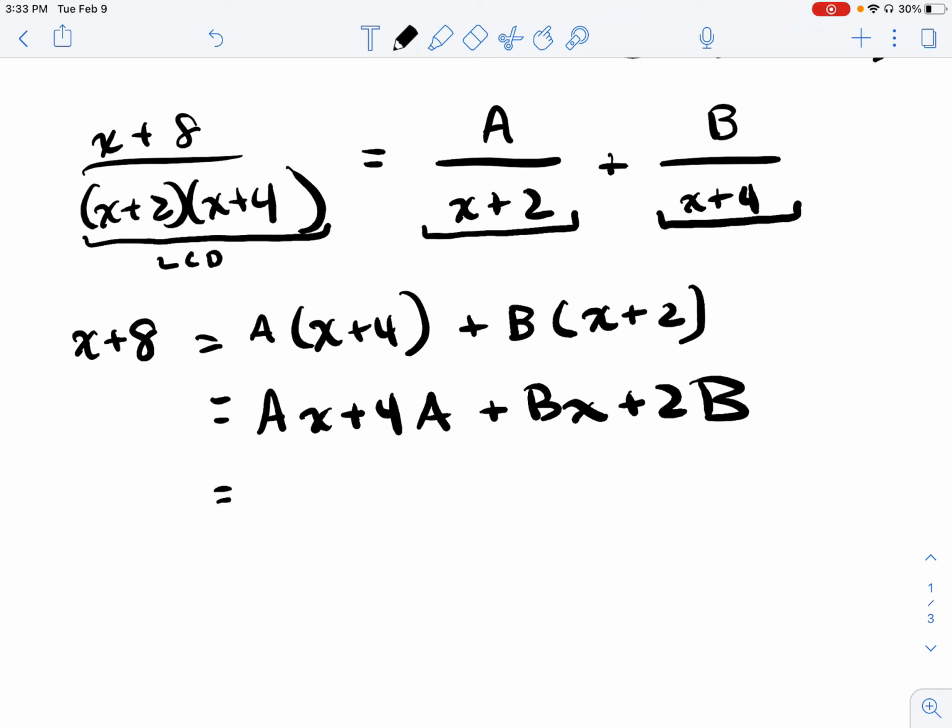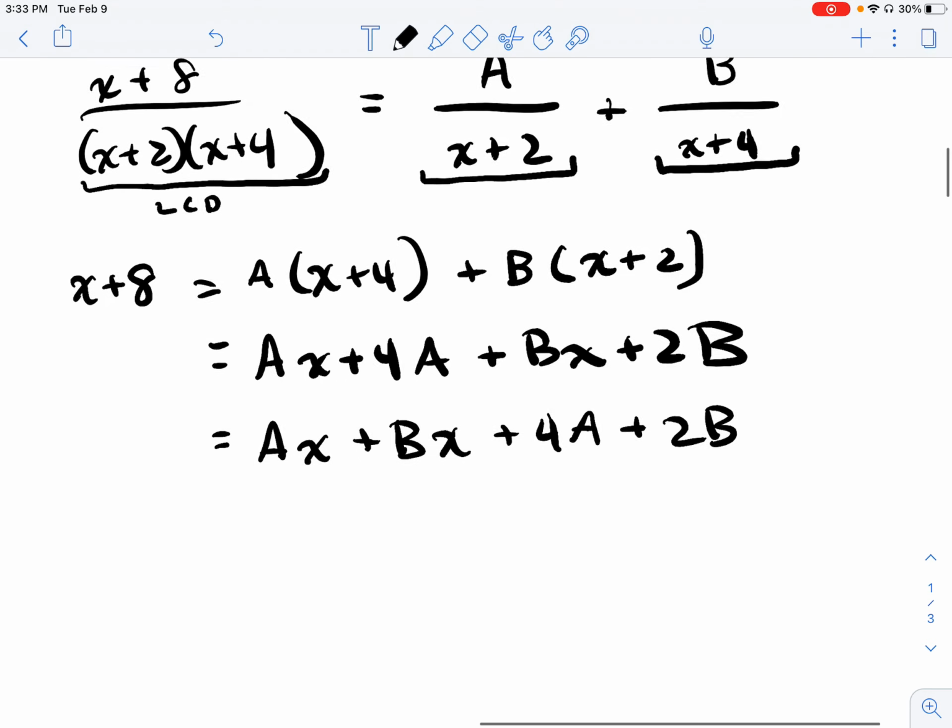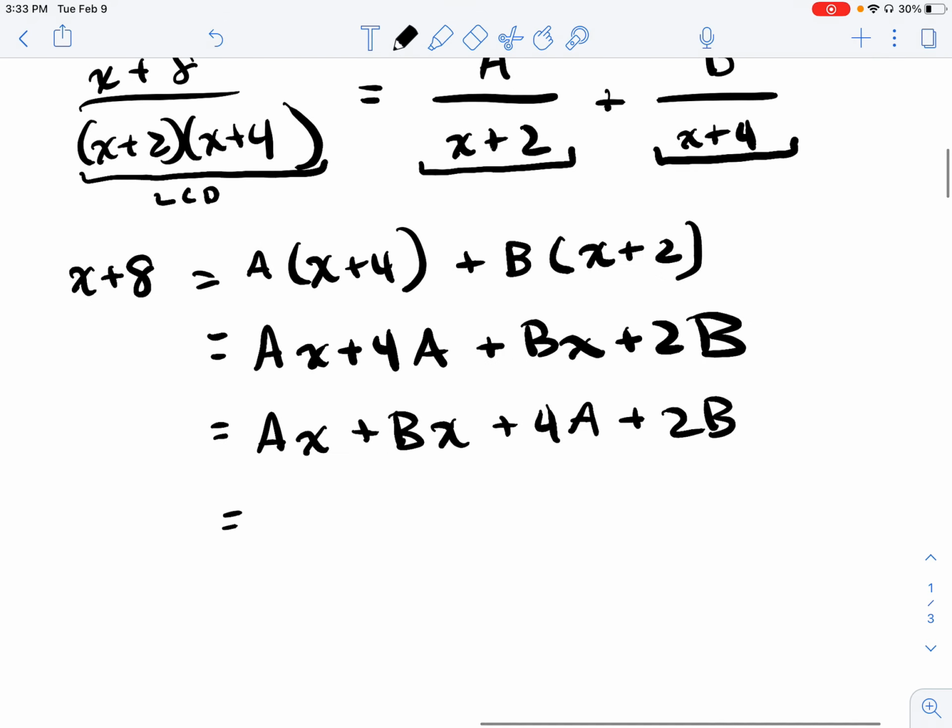And then my next step is to group together the like terms. So I've got ax plus bx plus 4a plus 2b. Now, I want to bring this down because I want to make sure that we understand what we're about to do next. I notice here that I have an x term here. So let me go ahead and underline this. I have an x term here.